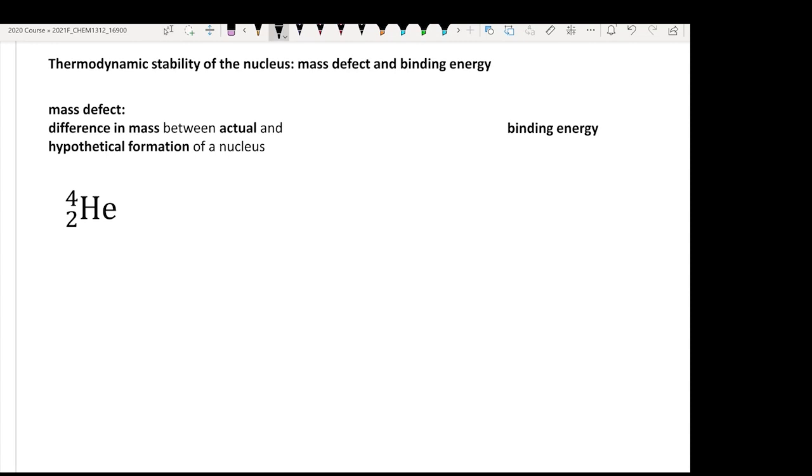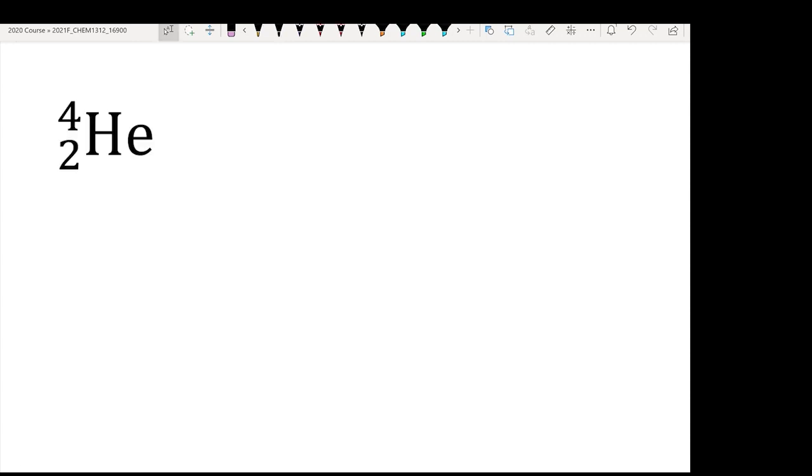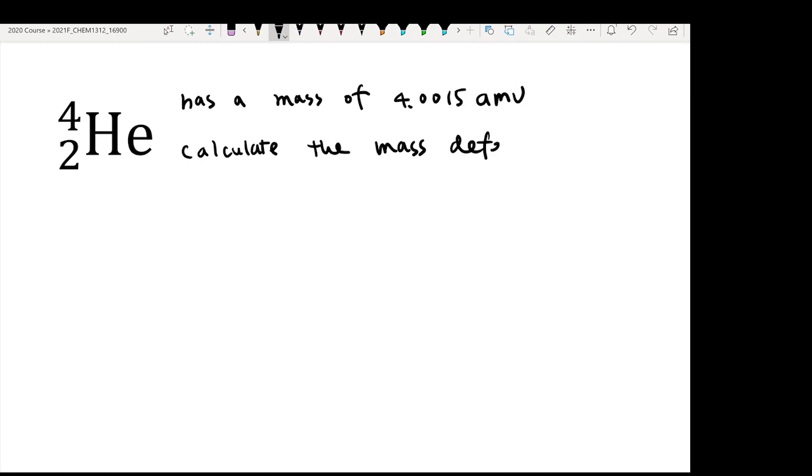The first concept we're going to introduce is that you need to know how to calculate something called the mass defect. Mass defect is defined as the difference between the actual and hypothetical weight of your atom. For example, helium-4 has an actual mass of 4.0015 AMU, and you want to calculate the mass defect.